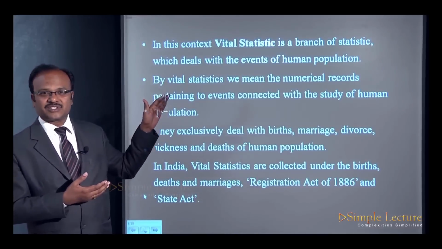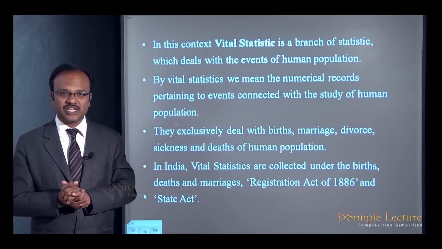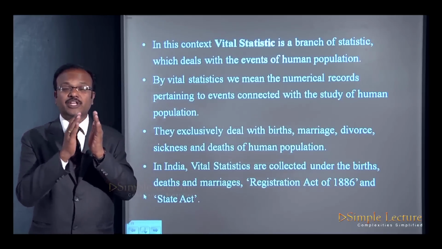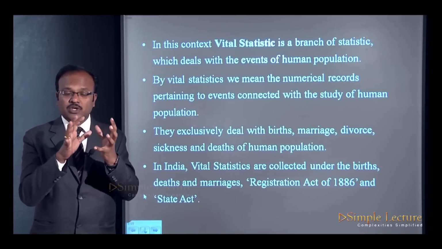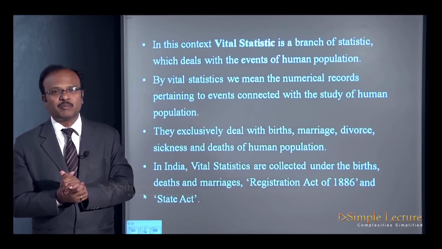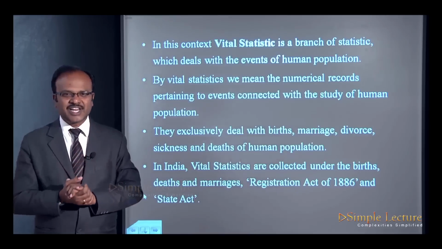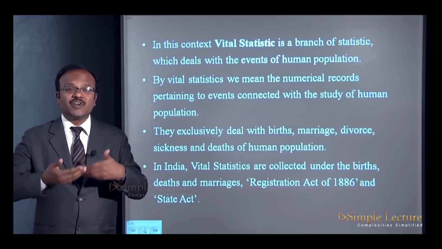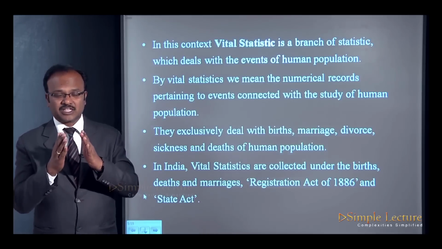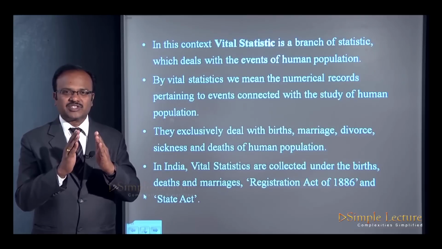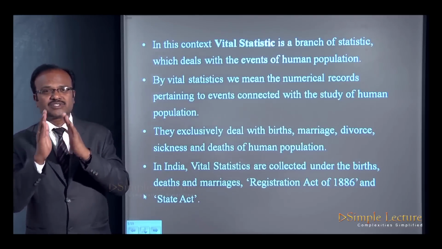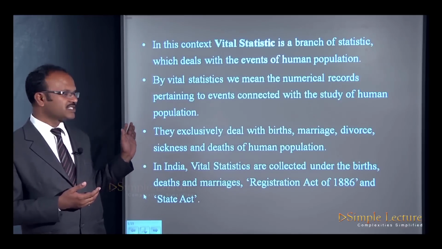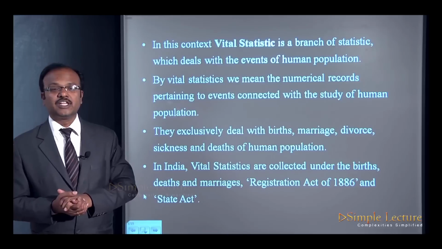So, by vital statistics, we mean the numerical records pertaining to the events that are connected with the study of human population. So, what are the vital events that are connected with human beings? The numerical records, or the numerical facts and figures which we discuss, will make up the discussion of vital statistics. So, they exclusively deal with, then what are those vital events? What are the important events in one's life? Those are nothing but birth, death, marriages, accidents, sickness. All these are called vital events. So, marriage, divorce, births, deaths, sickness, all these are called the vital events in human life.